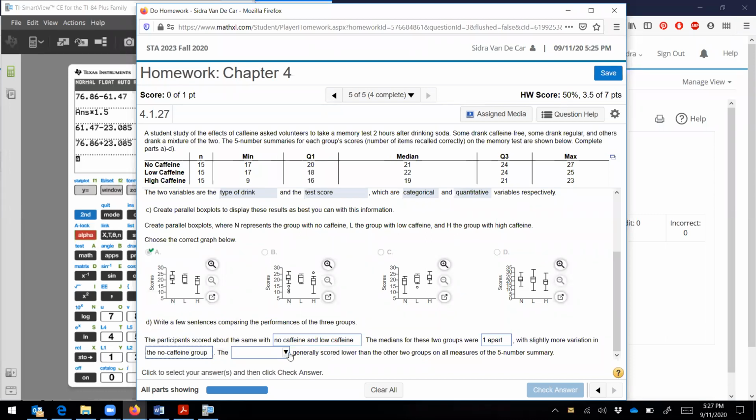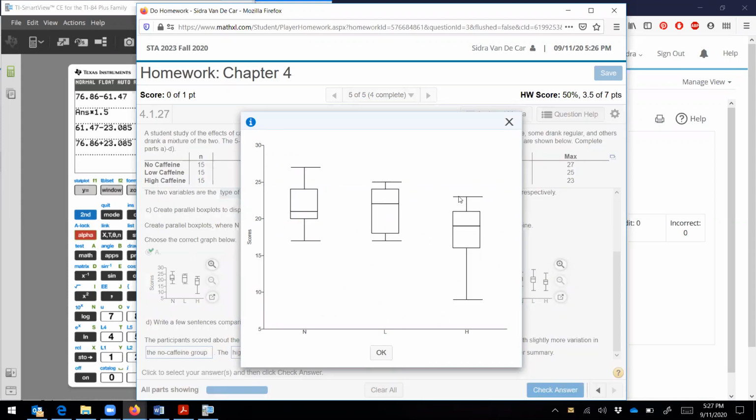The high caffeine group generally scored lower than the other two groups on all measures of the 5-number summary. And we can see that here, their high is lower, the median's lower, the low is lower. And we see that in the high group.